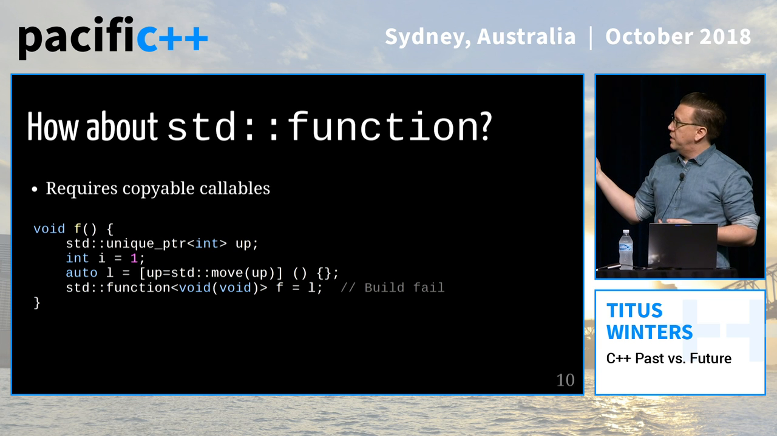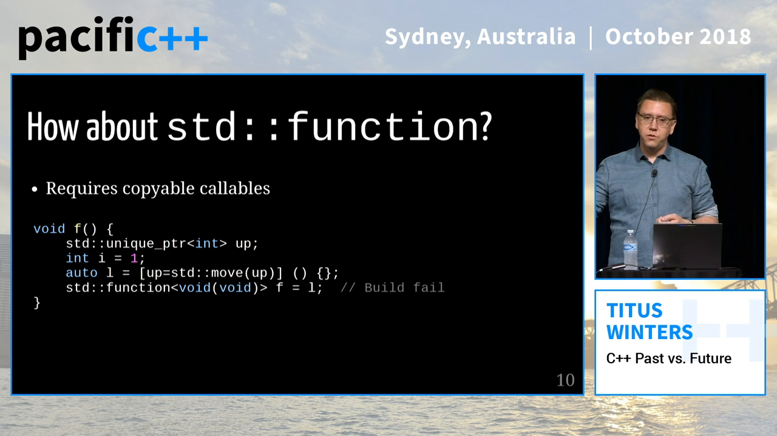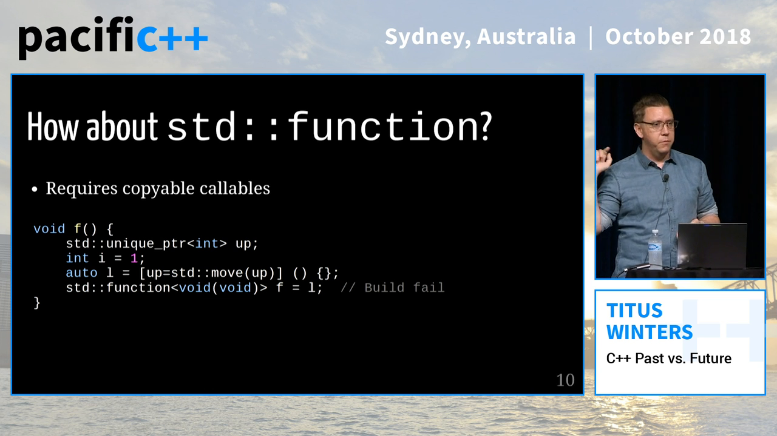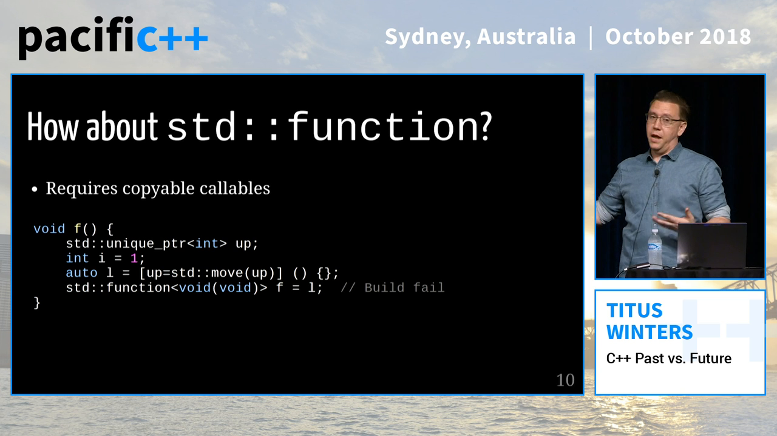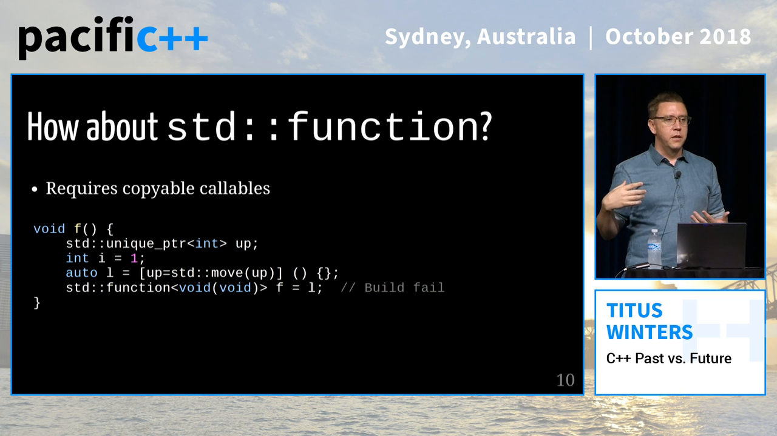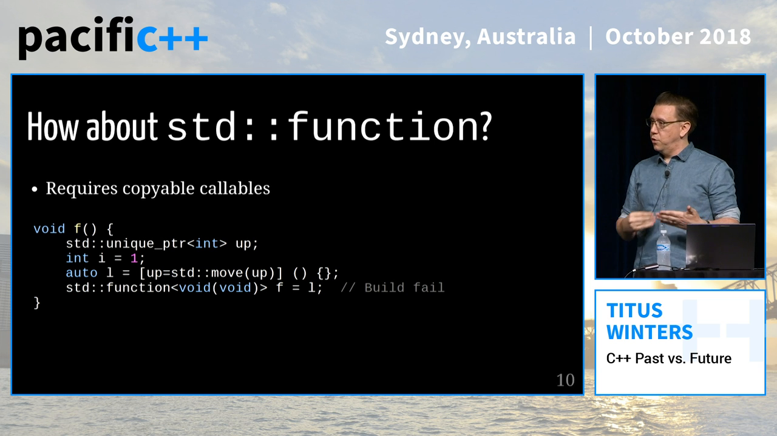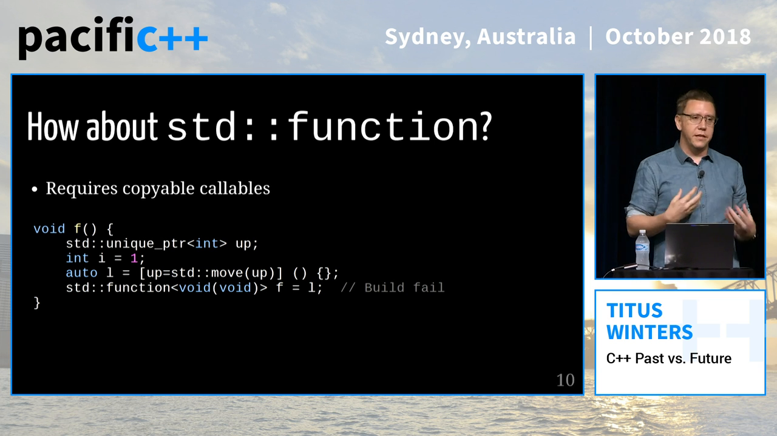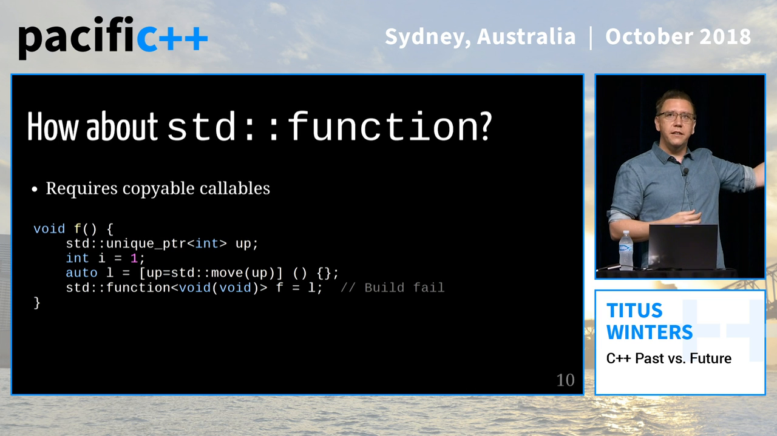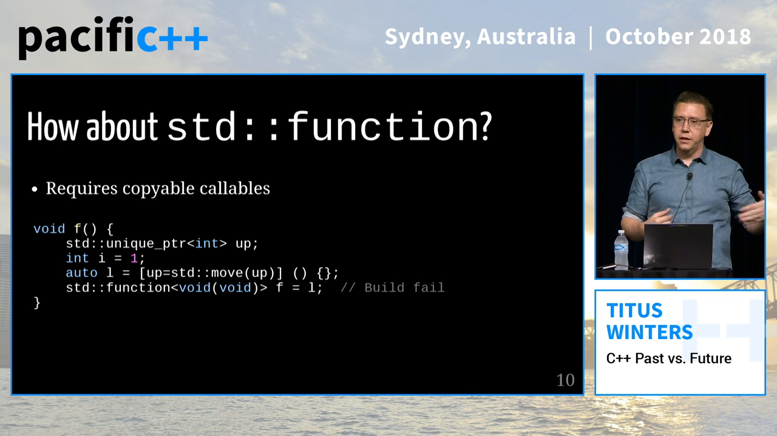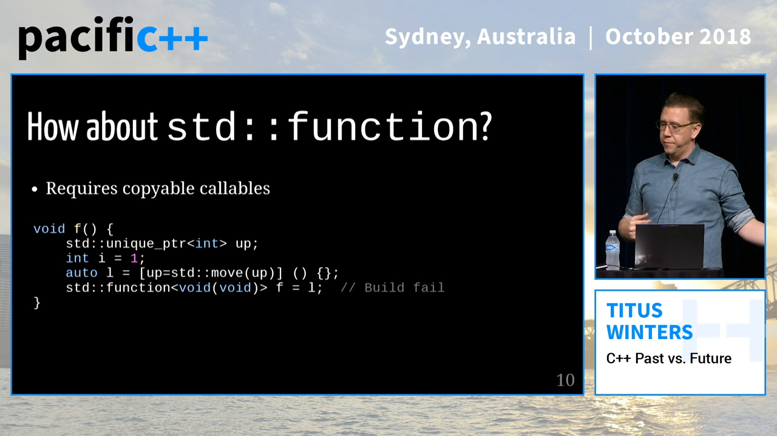So for instance, in 14 and on, you can bind something into your lambdas by name. This gives you the ability to actually bind a unique pointer into your lambda. Now that lambda is obviously not copyable because internally it is holding a move-only type, so that lambda has now become move-only. And you can't assign a std function to that because the underlying callable has to be copyable.